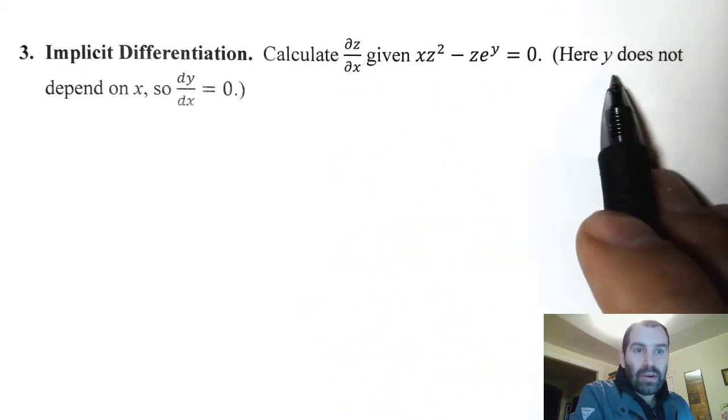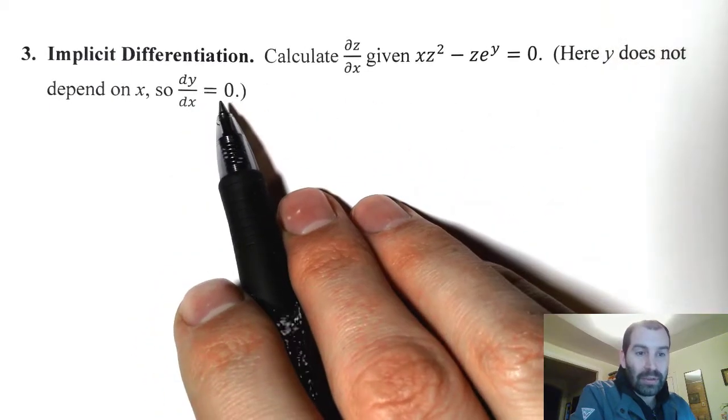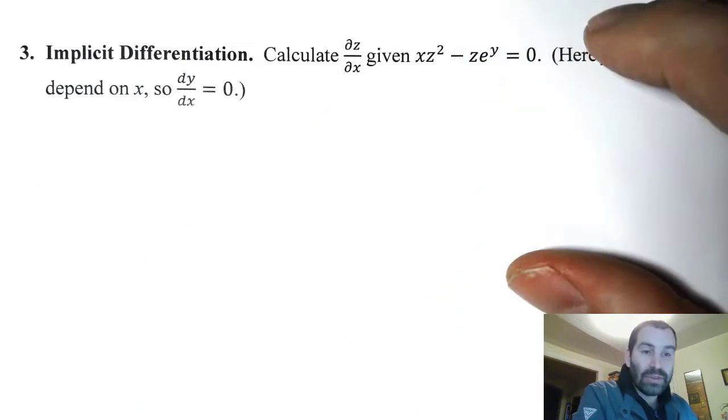And it says here y does not depend on x, all right? And that means that the derivative of y with respect to x will be 0. So in other words, x and y are free variables. Neither one depends on the other. Let me show you what's going on here.